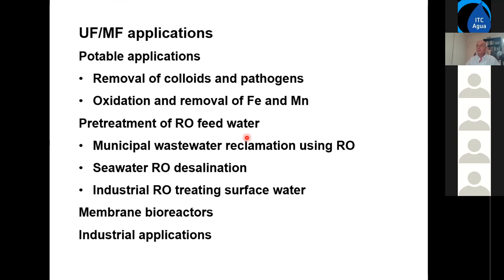Okay, so UF-MF application. UF is ultrafiltration, MF is microfiltration. Generally we call everything membrane filtration, both UF and microfiltration, because in actual operation it really doesn't matter which you're using. So we could use it for potable application, removal of colloids and pathogens, oxidation, removal of iron and manganese. Pretreatment of RO feed water for municipal wastewater is really a must. Seawater with caution, industrial RO treating surface water. Majority of these systems use membrane filtration. Membrane bioreactors, of course, and there are industrial applications, the membrane for special types of processes. We will not discuss this, I just mention that it also exists.